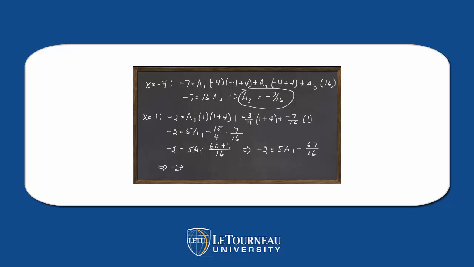Okay, we got a few more fractions to look at here. -2 + 67/16 is 5a1. So 5a1 turns out to be 35/16, and a1 is 7/16. So what do our fractions look like? Well, (x - 3)/(x²(x + 4)) will be (7/16)(1/x) - (3/4)(1/x²) - (7/16)(1/(x + 4)).